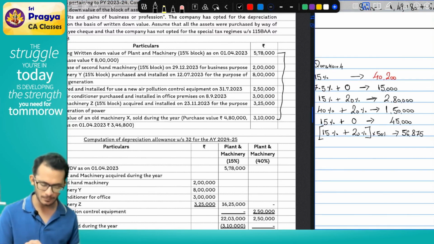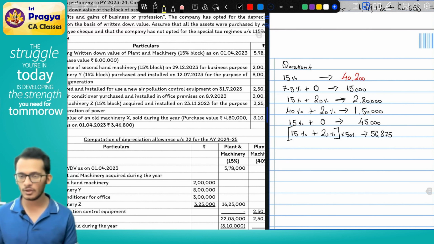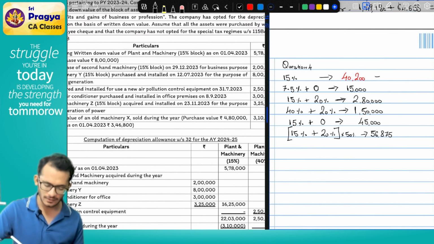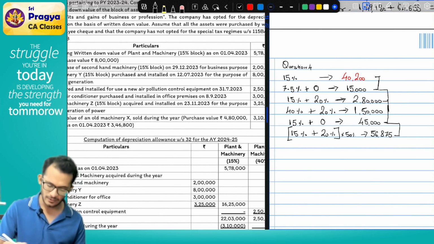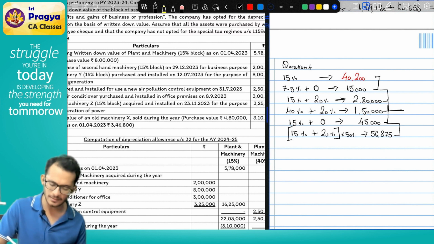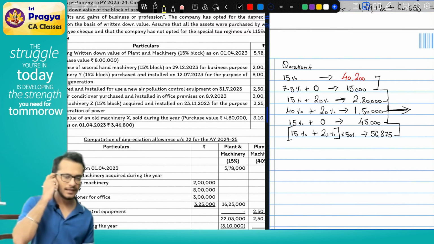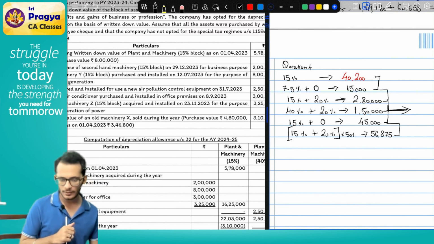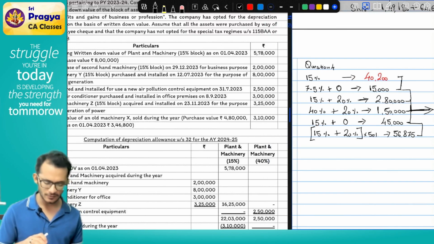Rahul, which of those are blocks? I see a 15% block going on, right? What all are the blocks? 40,200 plus 15,000 plus 2,80,000 plus 45,000 plus 56,875, which means in simple words, this 1,50,000 will be separate. The balance are equally together. Yes or no? Yes. You understood what the question is? Okay, great. Homework for you. Prepare it yourself.